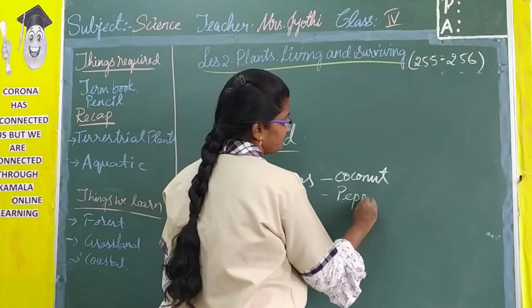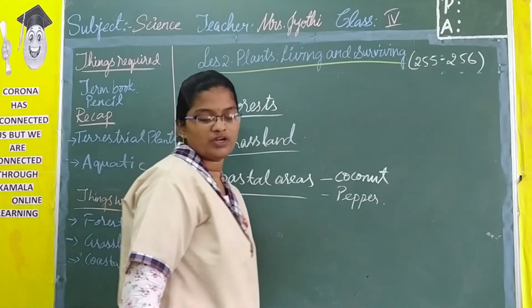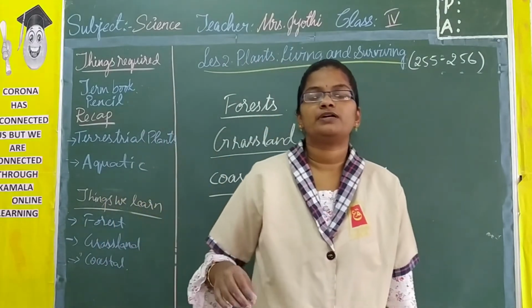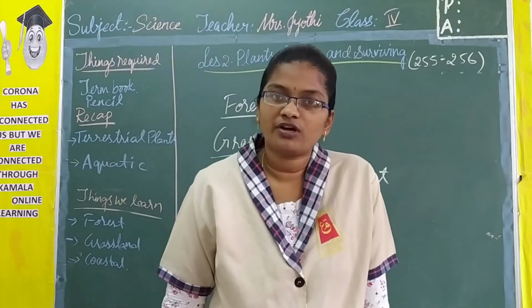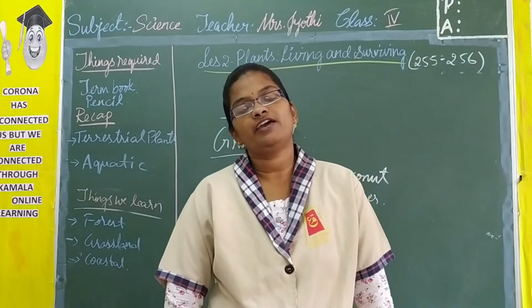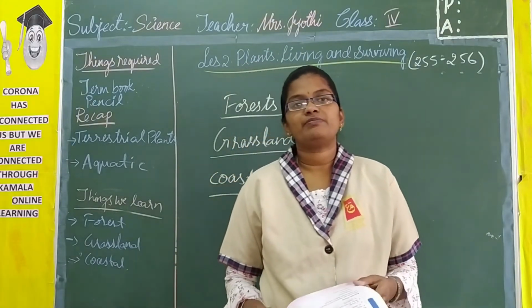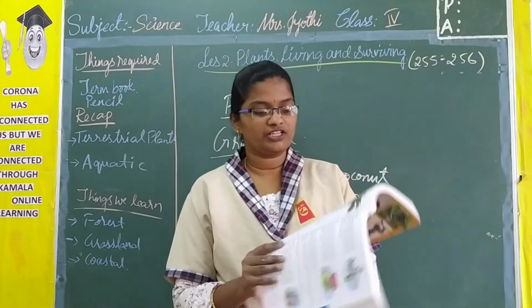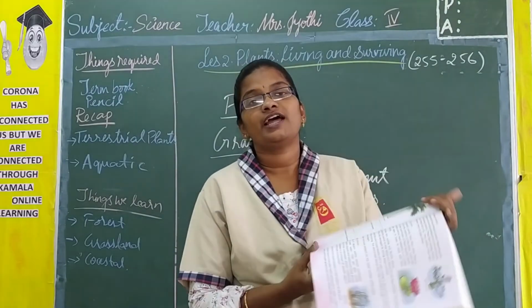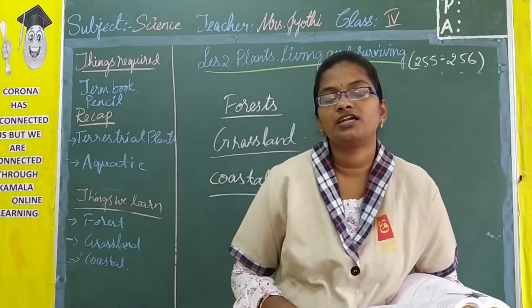pepper. So here what happens is these regions receive too much rainfall, that is, they receive heavy rainfall. Now here the plants are very tall. If you can see, the coconut plant is very tall, and here the water will be very salty.